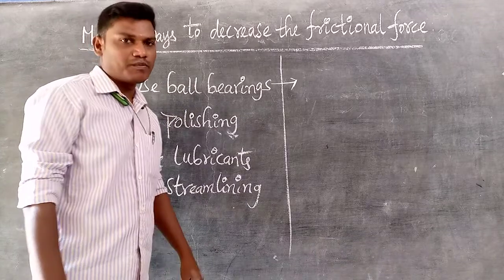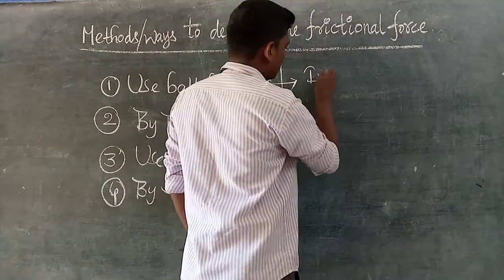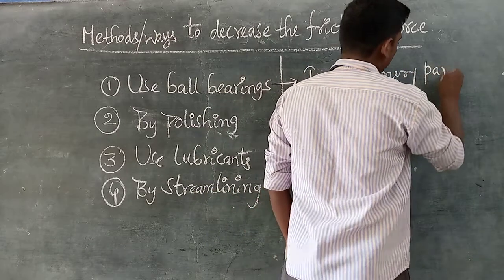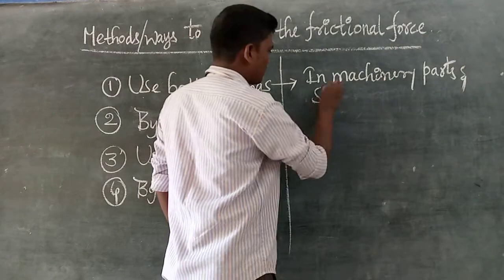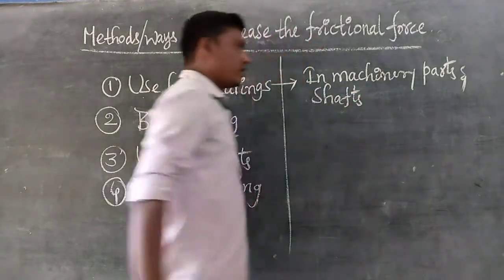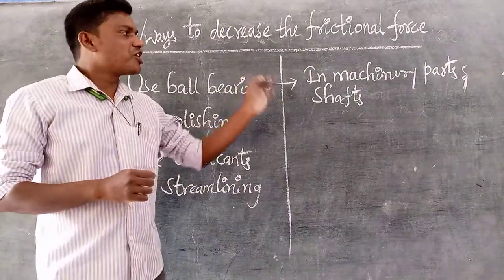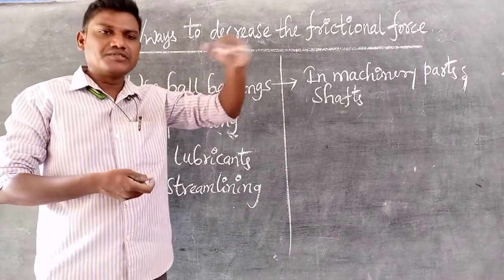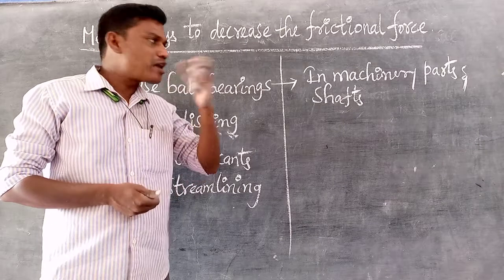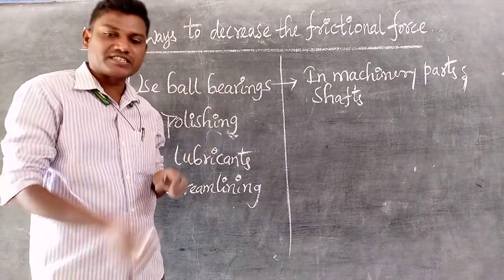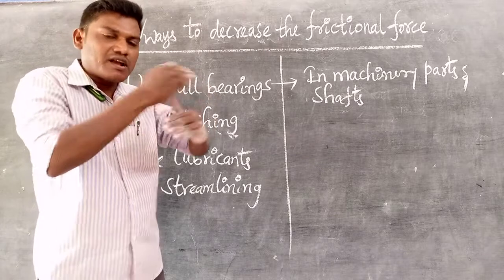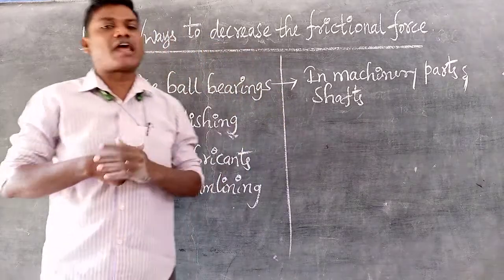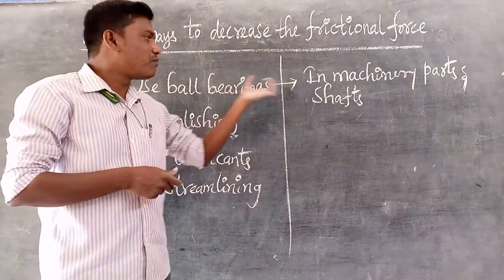By using ball bearings. In between the machinery parts and the shafts, we use ball bearings to reduce the frictional force, because when we use ball bearings between the 2 machinery parts, the sliding friction is converted into rolling friction. Rolling friction is always less than sliding friction. That's why we use ball bearings.